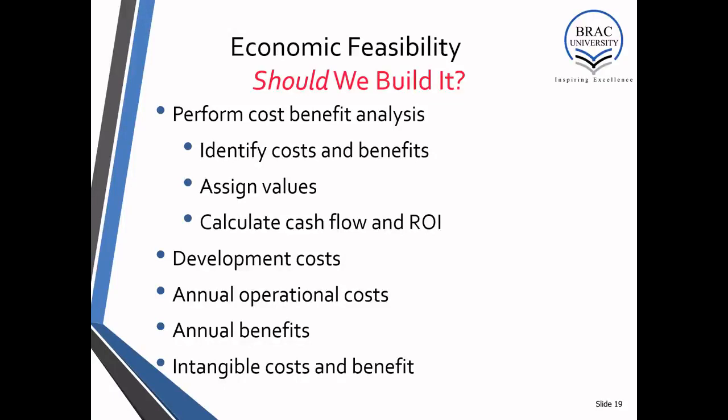Okay, now we're going into some details of cost and benefits. In an information system, we have two types of cost. One is development cost and another is operational cost. The development cost is the one-time cost which we use to develop the infrastructure of the system, or to develop the original system. And the operational cost is the additional cost which we need to provide to maintain the system regularly.